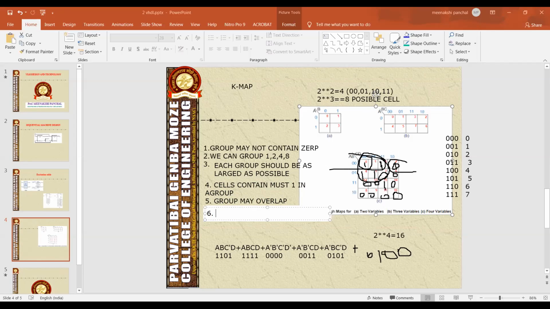So the next one is that opposite grouping and corner grouping is also allowed here. For example, if there is a high signal, we can make the corner group also. If there is a high signal, we can make it like this. So we can make these 2 combination signals like this.